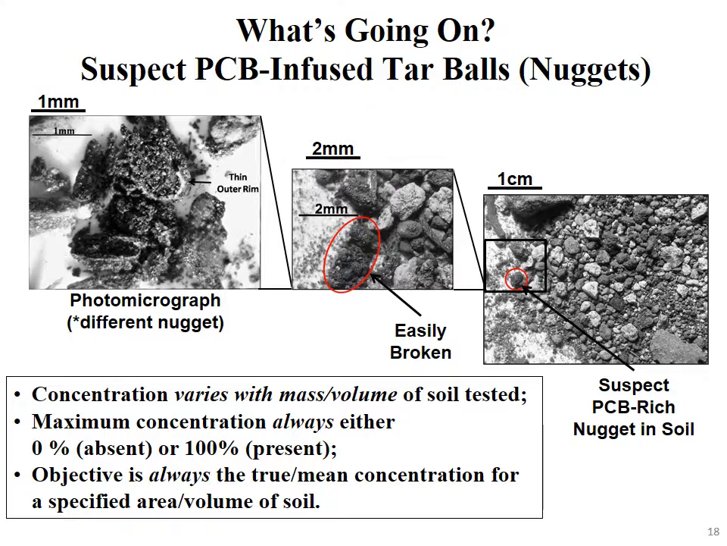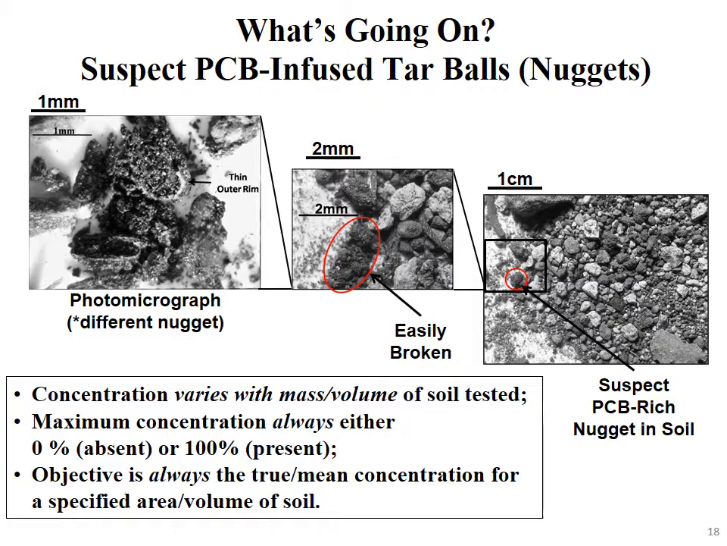What's the maximum concentration of a contaminant at a site? Well, that's easy. The maximum concentration, if present, is always 100% if you could zoom in close enough at a small enough particle. If it's not present in that soil at all, then it's 0%. Anything in between, you're just diluting the particles with soil, the contamination with soil. So you really have to forget about the idea of maximum concentration within a DU. That's an easy question. It's 1 million parts per million. And the objective is always to obtain the true or the mean concentration for the specified area and volume of soil.